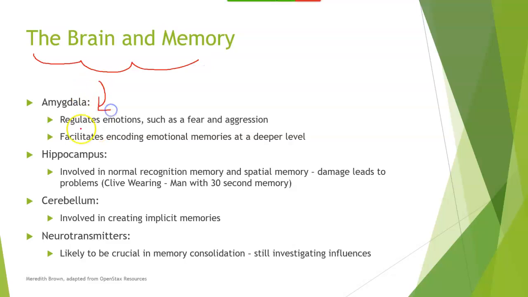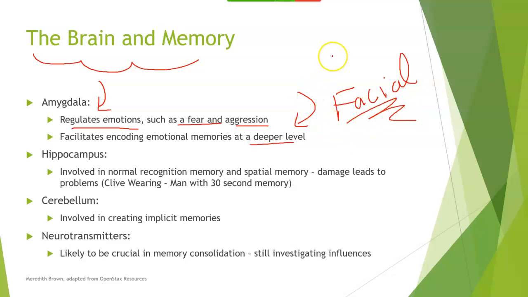All right, so the brain and memory. First of all, the amygdala. This relates to emotions such as fear and aggression, and it facilitates encoding emotional memories at a deeper level. So things like flashbulb memories, which we'll talk about, are stored and run through the amygdala. Facial recognition, which we learned about in the biology chapter, is a big part of memory and of the amygdala. It's one of the things that the amygdala does.